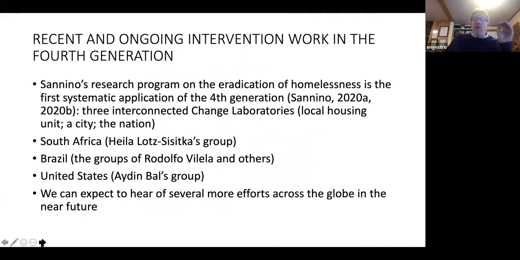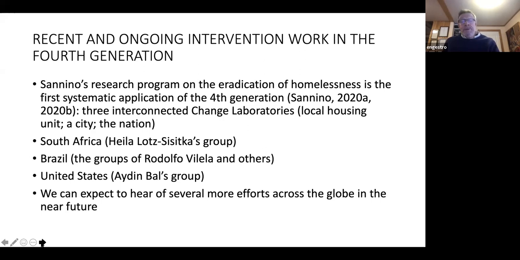There is recent and ongoing intervention work in fourth generation activity theory. I mentioned Sannino's research program. There's a very important concentration of research and intervention work in South Africa, especially at Rhodes University in a unit led by Heila Lotz-Sisitka that particularly focuses on climate change and its consequences, overcoming and fighting climate change, and also various issues of justice in post-apartheid conditions of South Africa.